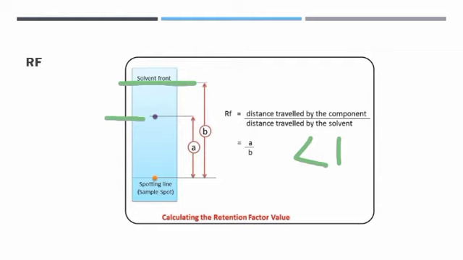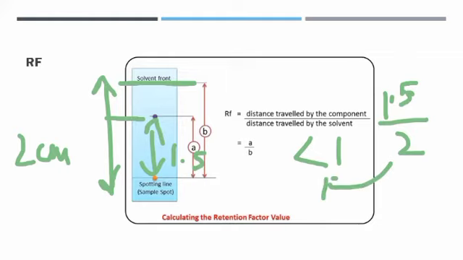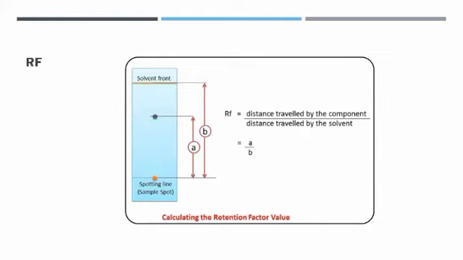So for example, your solvent front reaches 2 centimeters, your solvent travels 2 centimeters, and your component travels 1.5 centimeters. So over here, putting it in the formula, the distance traveled by the component is 1.5 and the distance traveled by the solvent is 2. So it's going to be less than 1, which is why my retention factor will always come out less than 1, no matter what the substance.